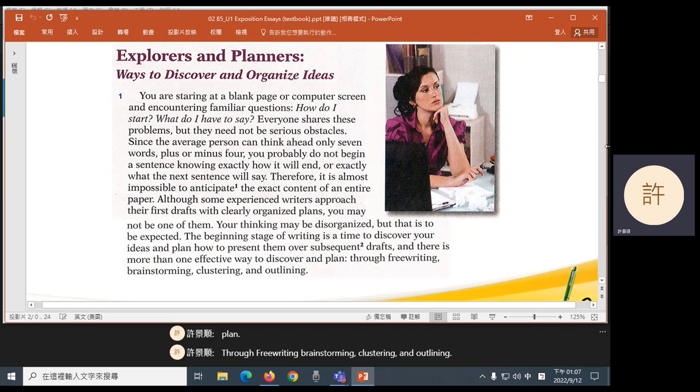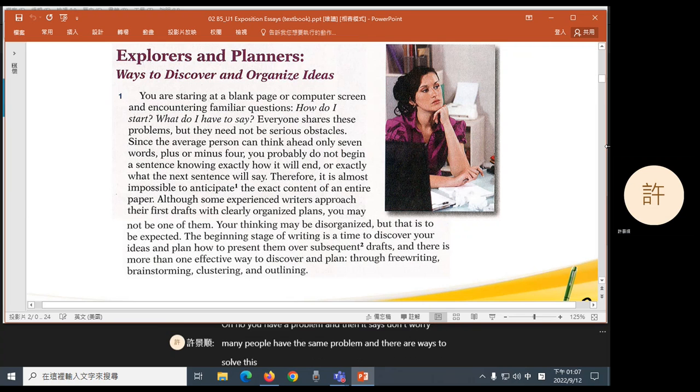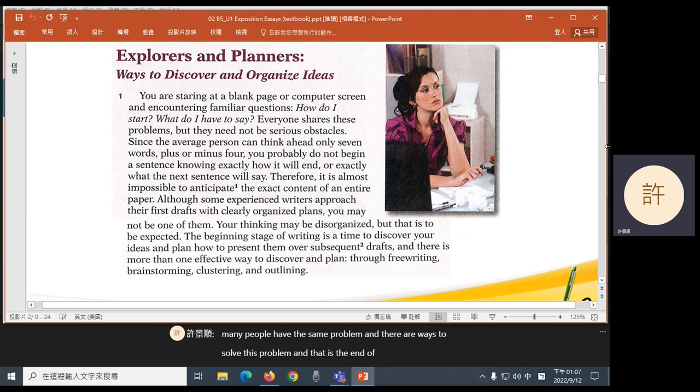So the entire first paragraph is building that connection with the reader. It begins by saying, oh no, you have a problem. And then it says, don't worry, many people have the same problem, and there are ways to solve this problem. And that is the end of the paragraph, right? There is more than one way to come up with ideas and organize those ideas.